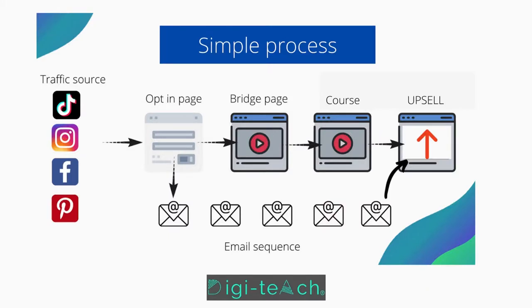Getting back to the simple process. So you have your traffic source. Let's just say it's Facebook. You attract people to your Facebook page through the content that you're putting out. And if you don't know how to do that, again, the Teacherpreneur Evolution program is for you. When they see information that really interests them, what you do is you offer them some value, something for free.